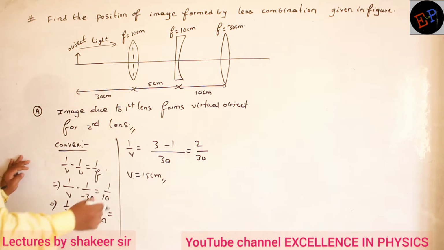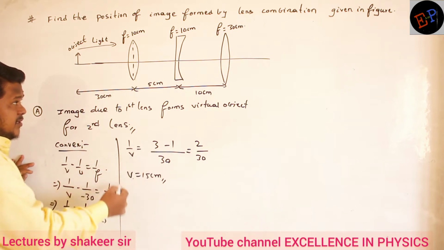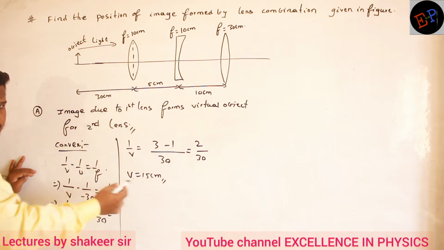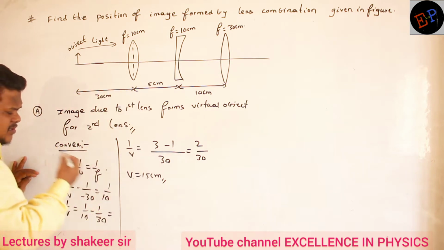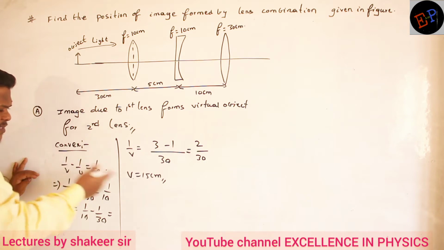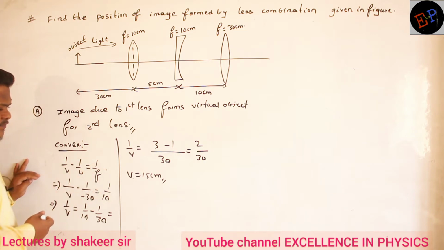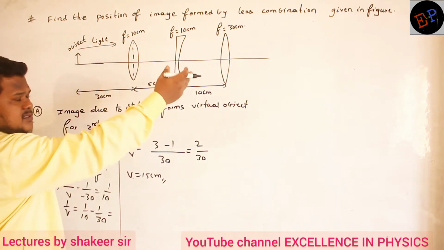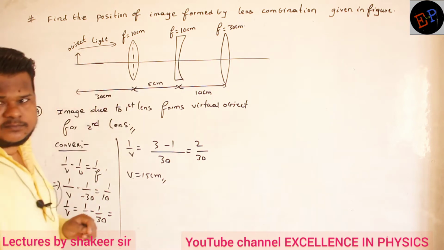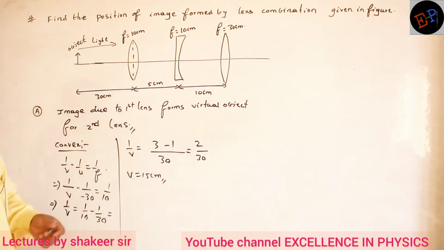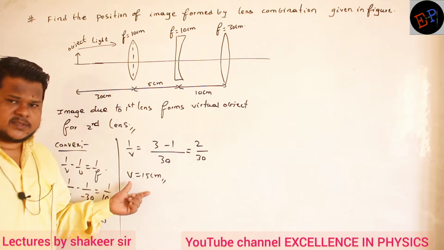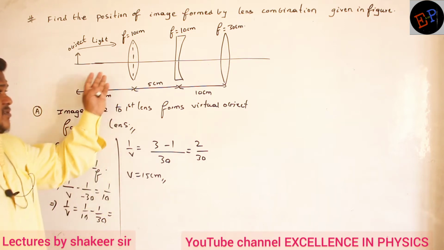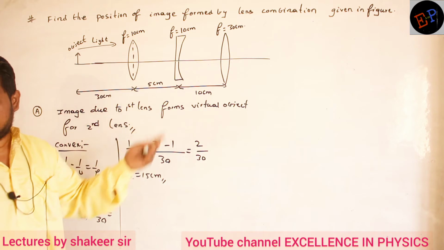Clear? So this is the image which is created by the first lens. And what is its position? 15 centimeters. The answer I got is plus 15 or minus 15? Plus 15. What does plus 15 indicate? Is it present on the other side or on the same side? Other side, definitely. And what kind of image, real or virtual? Real image. If it is formed on the other side of the lens, definitely it is a real image.